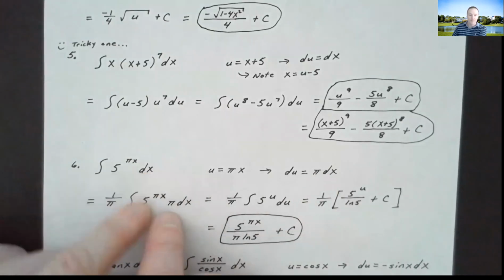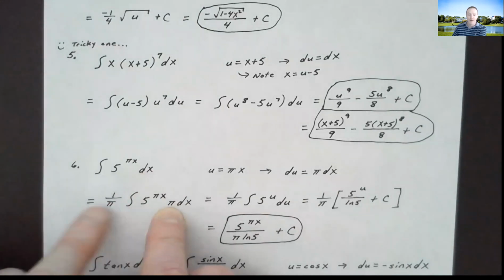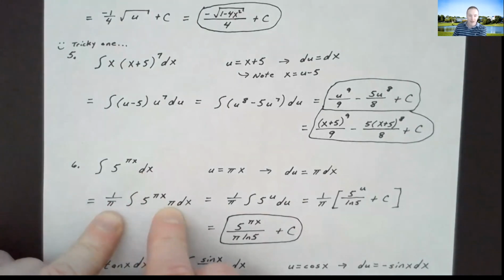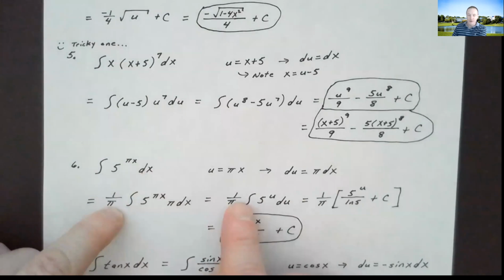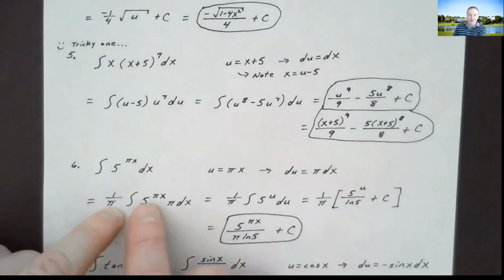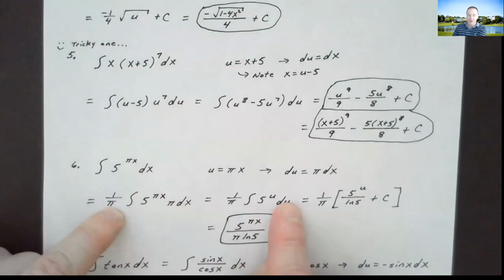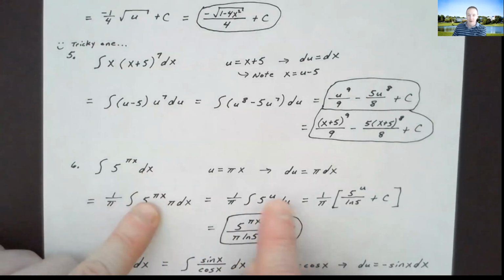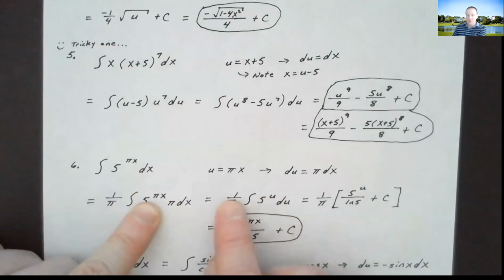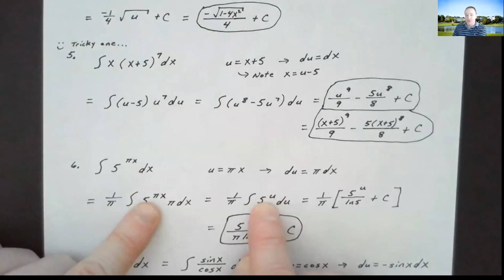Well, then I can multiply by pi on the inside if I divide by pi on the outside. So this is going to give me 1 over pi times 5 to the pi x times pi dx. The pi dx becomes du. The 5 to the pi x becomes 5 to the u. But even with that substitution in there, you still have to understand how to integrate an exponential function.